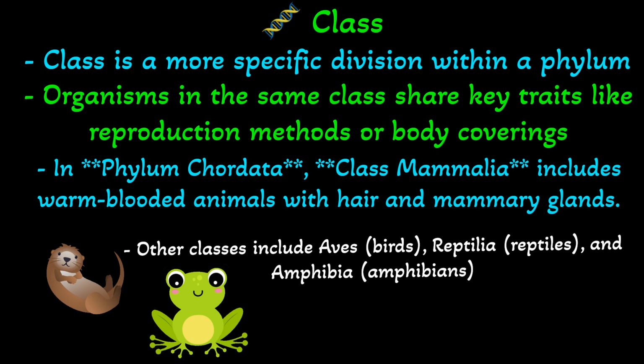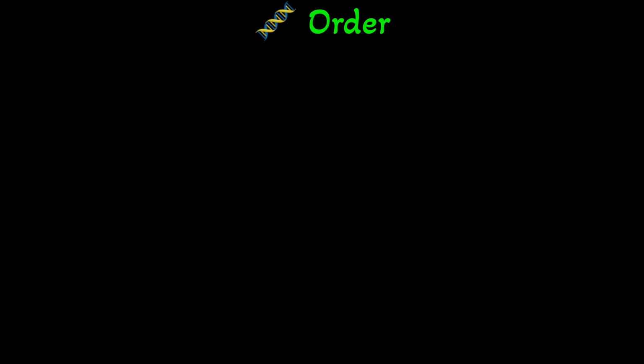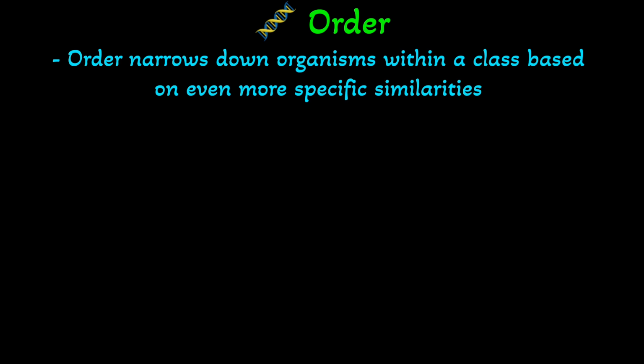the mammary glands. Apart from the class Mammalia, the other classes include Aves, that will include the birds, and Reptilia, that will include reptiles. Then comes the order.